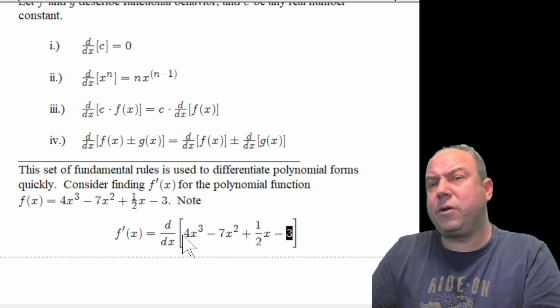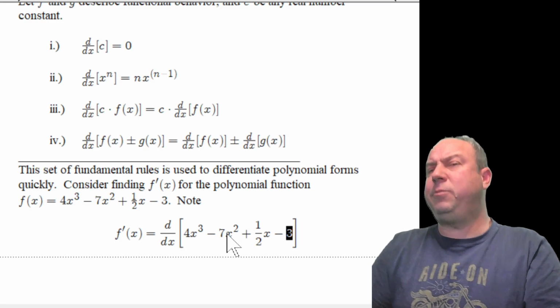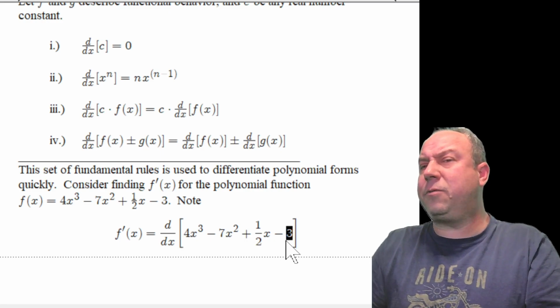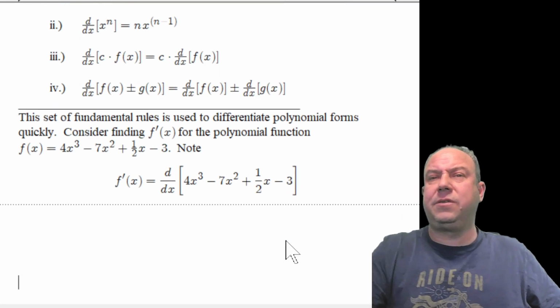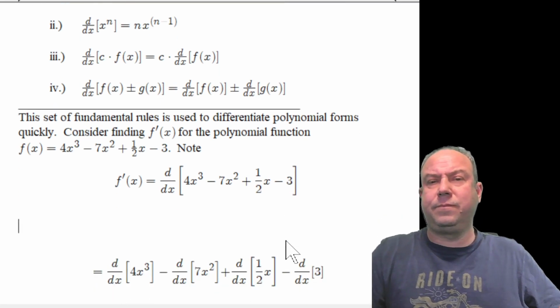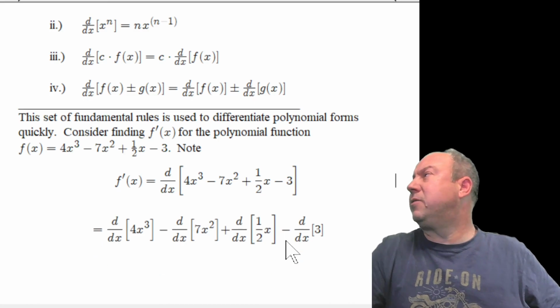There's four terms in there: 4x cubed, 7x squared, 1/2 x, and 3. And it will distribute itself across each of those terms. It might look something like this.